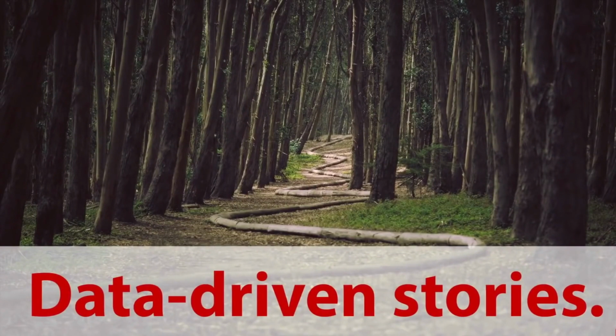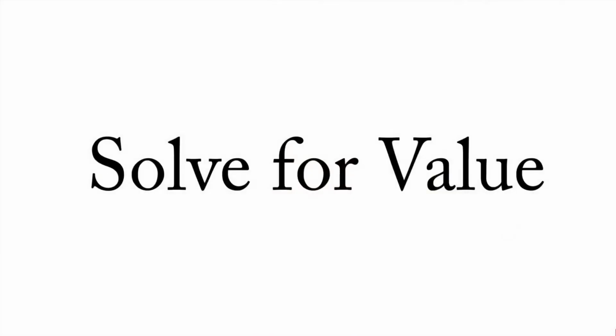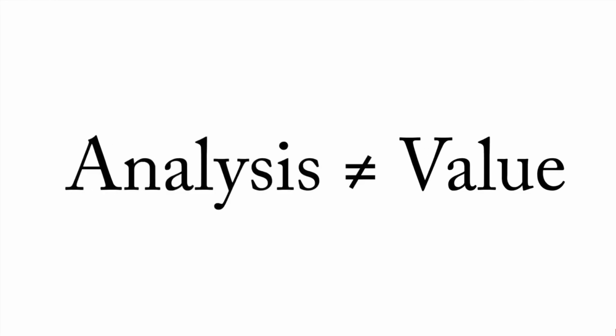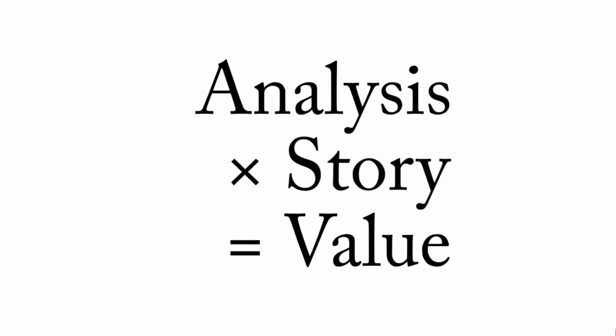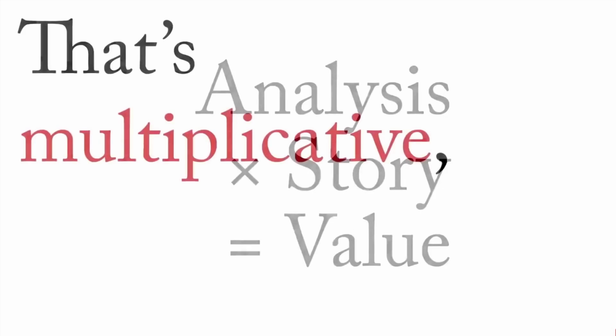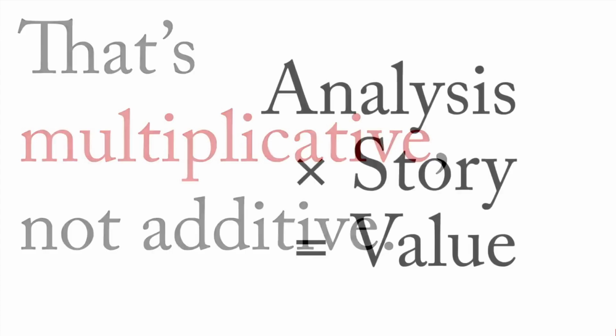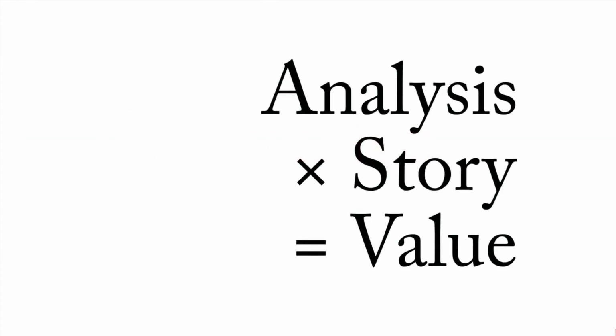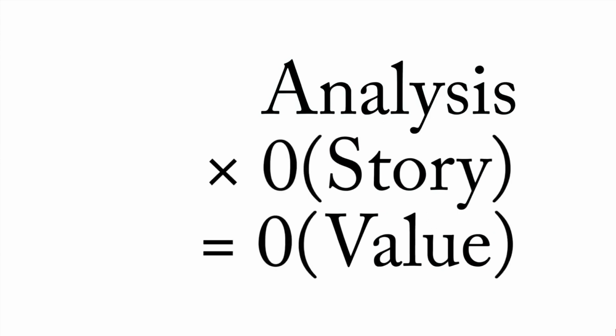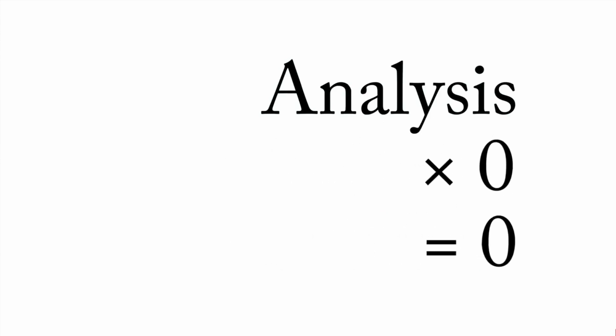Now, another way to think about this is when you're doing your analysis, what you're trying to do is solve for value. You're making an equation, you take the data, you're trying to solve for value. The trouble is this: a lot of people get hung up on analysis, but they need to remember that analysis is not the same thing as value. Instead, I like to think of it this way: that analysis times story is equal to value. Now, please note, that's multiplicative, not additive. And so one consequence of that is when you go back to analysis times story equals value, well, if you have 0 story, you're going to have 0 value because, as you recall, anything times 0 is 0.